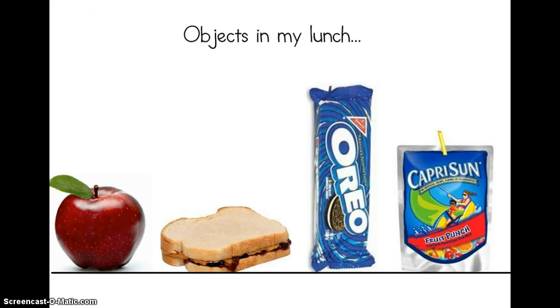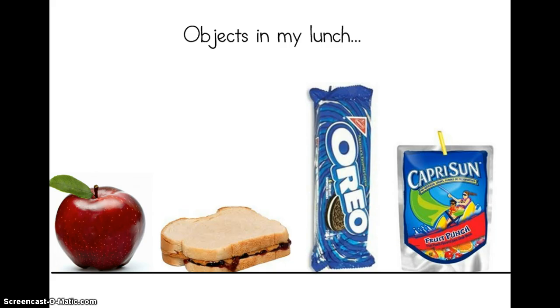Let's take a look at the objects in my lunch today. I have an apple, a peanut butter and jelly sandwich, a pack of Oreo cookies, and a Capri Sun juice box. Again, notice how I lined all of these objects up on that black line, so I'm sure that the end point of all of these objects starts at the same spot. That's important for when I'm comparing different objects.